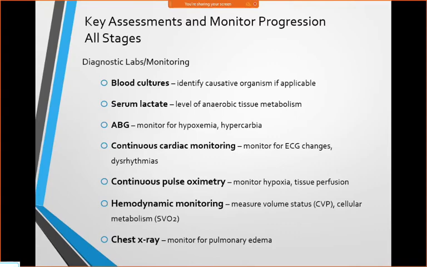Here are some of the things we do lab-wise to monitor shock. If we have any concerns of infection at all, blood cultures can be drawn to make sure that you do not have a bloodstream infection, which is sepsis, one of the most common causes of shock. Lactate levels are very important for monitoring what stage you're in and whether you're going into shock or not.